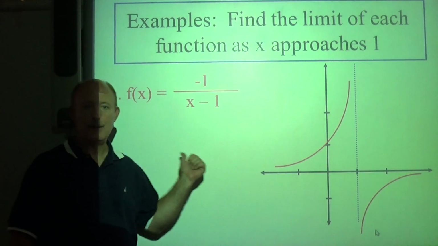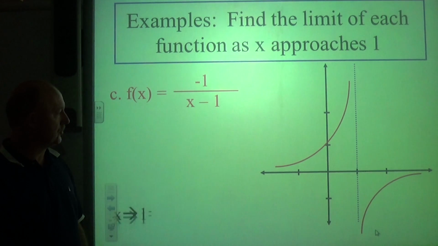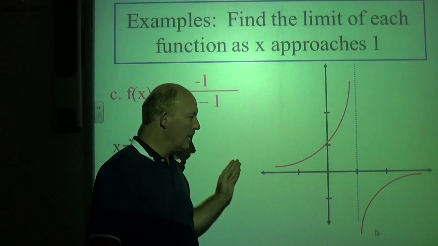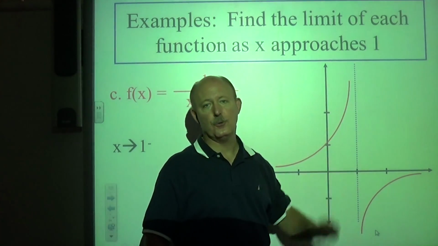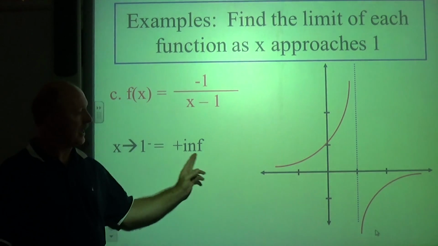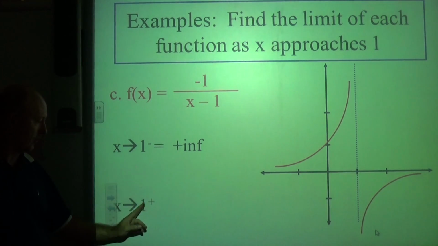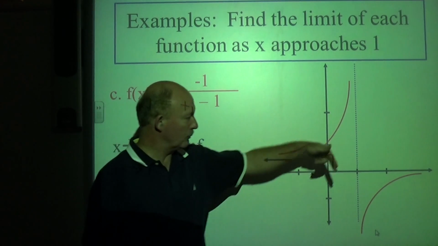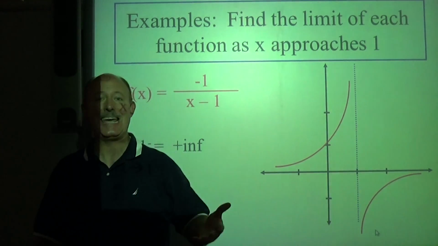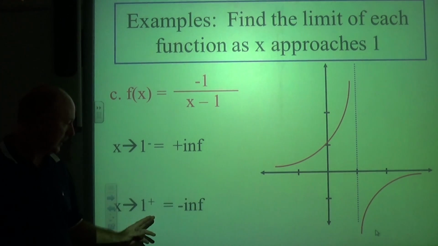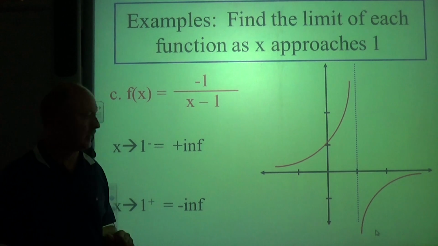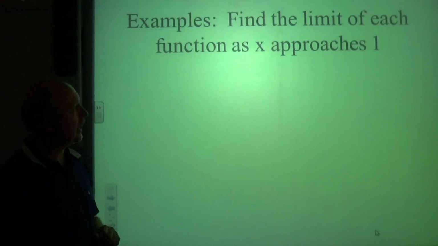Now, let's do the left-hand limit first as x approaches 1. You see coming from the left-hand direction, y goes to positive infinity. So once again, the limit as x approaches 1 from the left is positive infinity. Now, the limit as x approaches 1 from the right: as we approach 1 from the right-hand direction, the y value goes to negative infinity. So in this case, the limit as x approaches 1 from the right-hand direction is negative infinity.